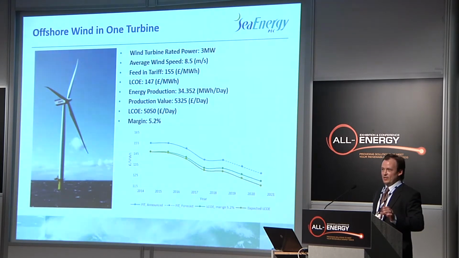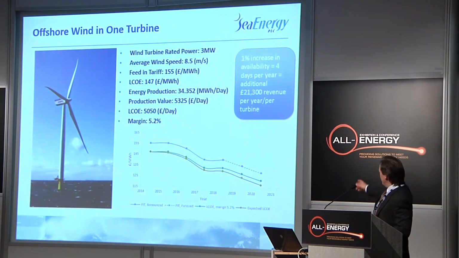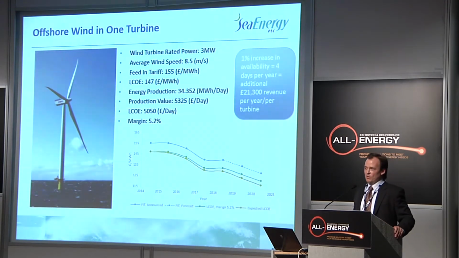So the issue we're talking about today is availability with dynamic modeling. How do we improve availability? And if you look at just a 1% increase in availability for one wind turbine based on these ratings, you get a substantial amount of money that you didn't have before.